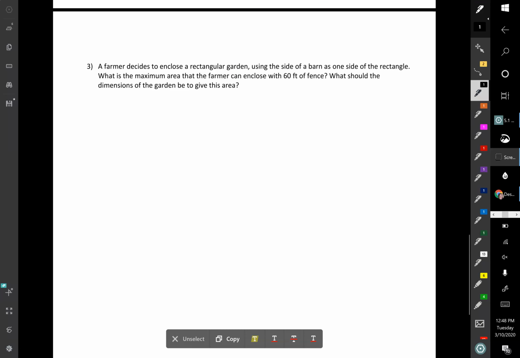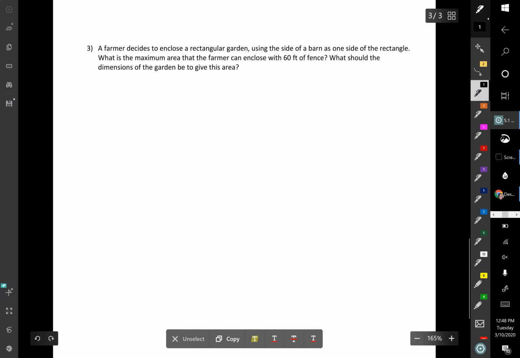Okay, so I actually didn't make separate videos for all of these, but I think we're going along pretty quick. So number 3, a farmer decides to enclose a rectangular garden using the side of a barn as one side of the rectangle. What is the maximum area that the farmer can enclose with 60 feet of fence? What should the dimensions of the garden be to give this area?